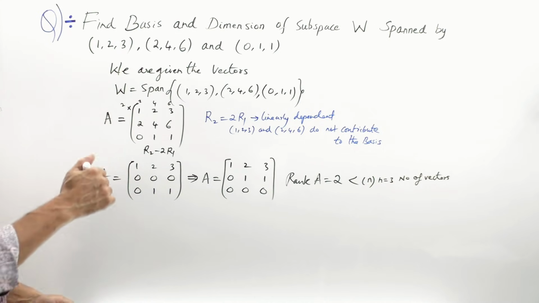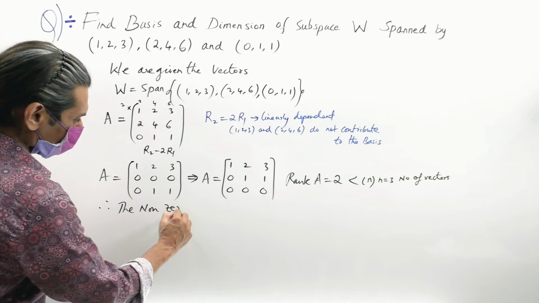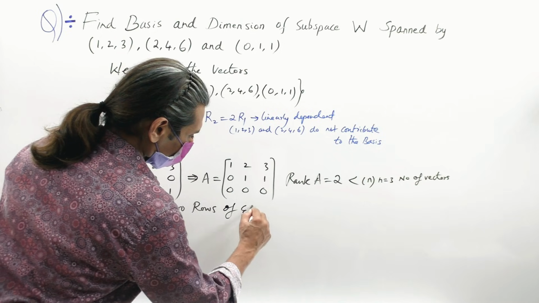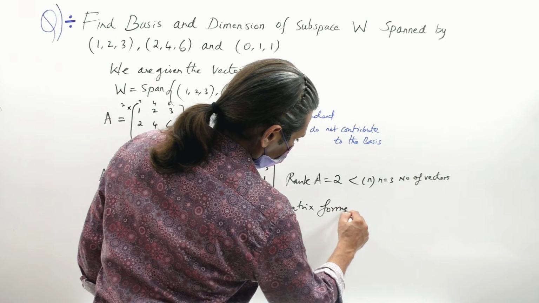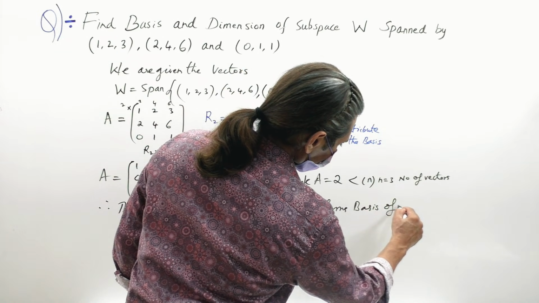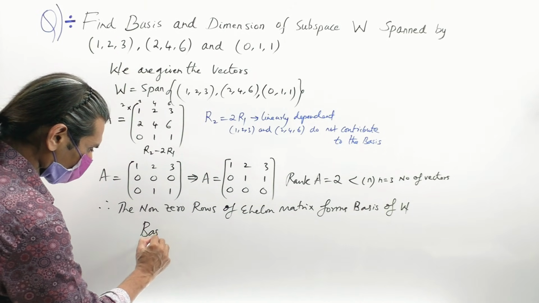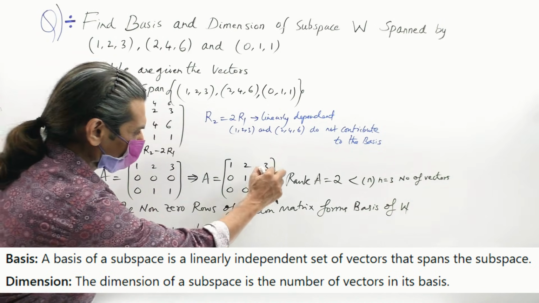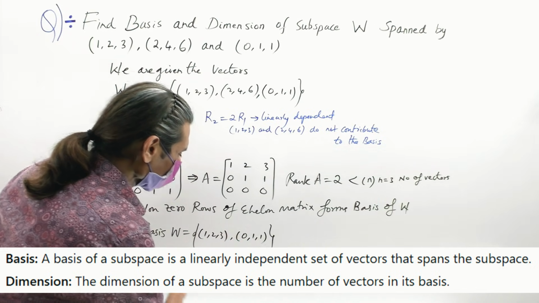So I write here, therefore the non-zero rows of the echelon matrix form the basis of W. So we can write the basis of W is equal to, which are the non-zero rows here? (1, 2, 3) and (0, 1, 1). These two form the basis.